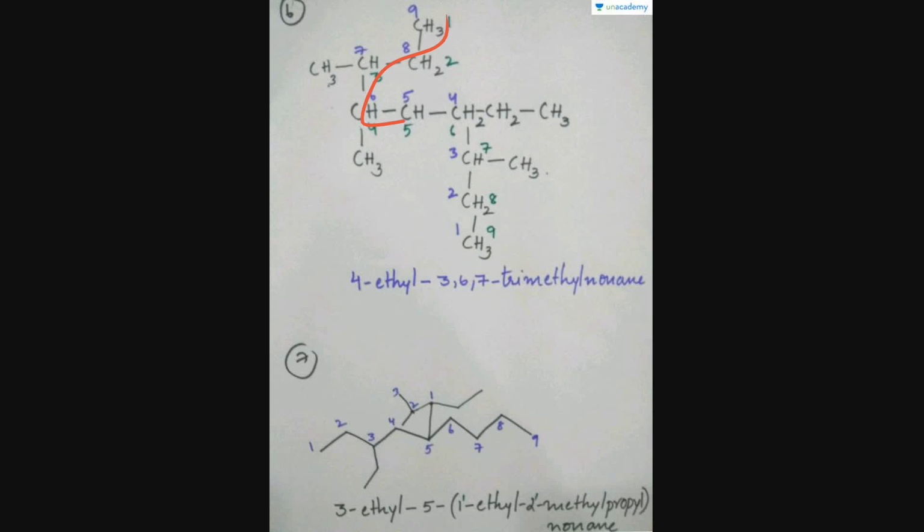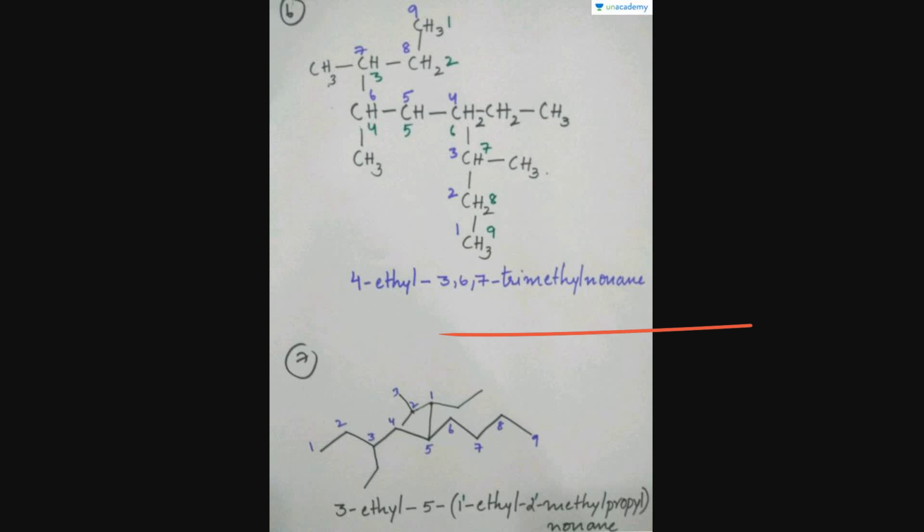Identify the parent chain. This is the parent chain. It has 9 carbon atoms. Since it's an alkane, it is nonane. And we have to number the carbon atoms. If I go this way, the substituents get the least value. So it is 4-ethyl 3,6,7-trimethyl nonane. There are 3 methyl groups, so trimethyl. Which one to write first, ethyl or methyl? According to alphabetical order we have to write it. E comes first, so we write it as 4-ethyl-3,6,7-trimethylnonane.